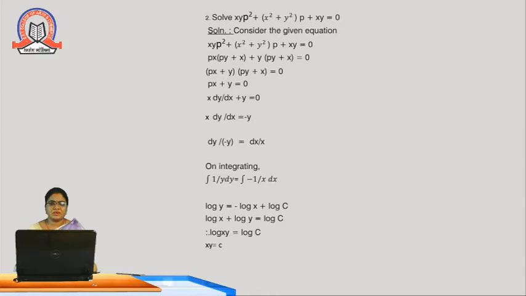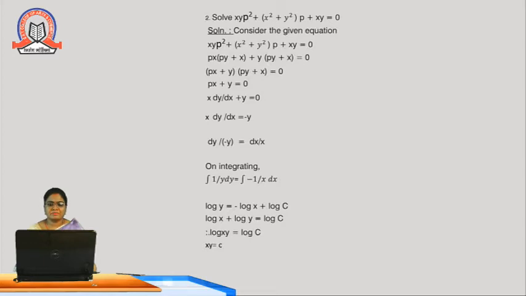Second problem, solve xy p square plus x square plus y square into p plus xy equal to 0. Again, here we are having the variables x, y, p. So, grouping as the degree of the p is 2, using again quadratic equation method, we are having two factors px plus y, py plus x.